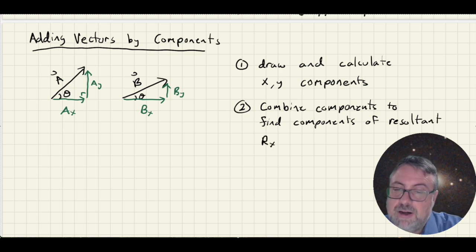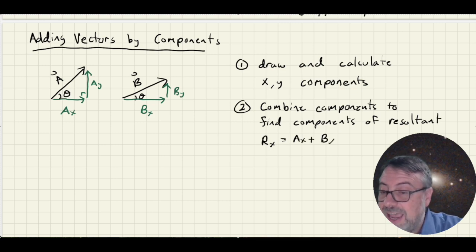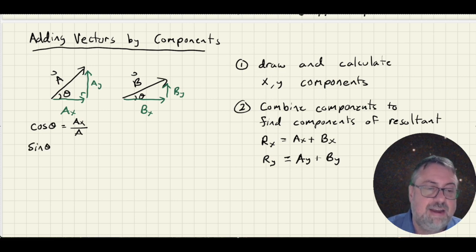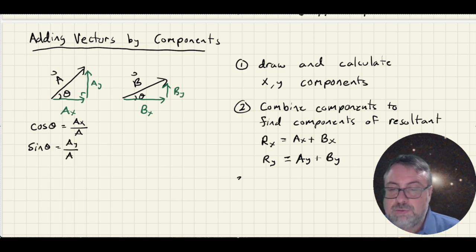So the x part of my answer will simply be the sum of the x parts of the vectors I am adding. And this works with any number of vectors. If I had 3 vectors, I would have 3 x components, 4 vectors, etc. And the y part is simply the sum of the y components. And remember, we used trig. We knew that cosine of the angle to the horizontal was equal to Ax divided by the actual vector A, and sine of the angle was equal to Ay over A. And then finally, 3, draw and calculate your resultant.